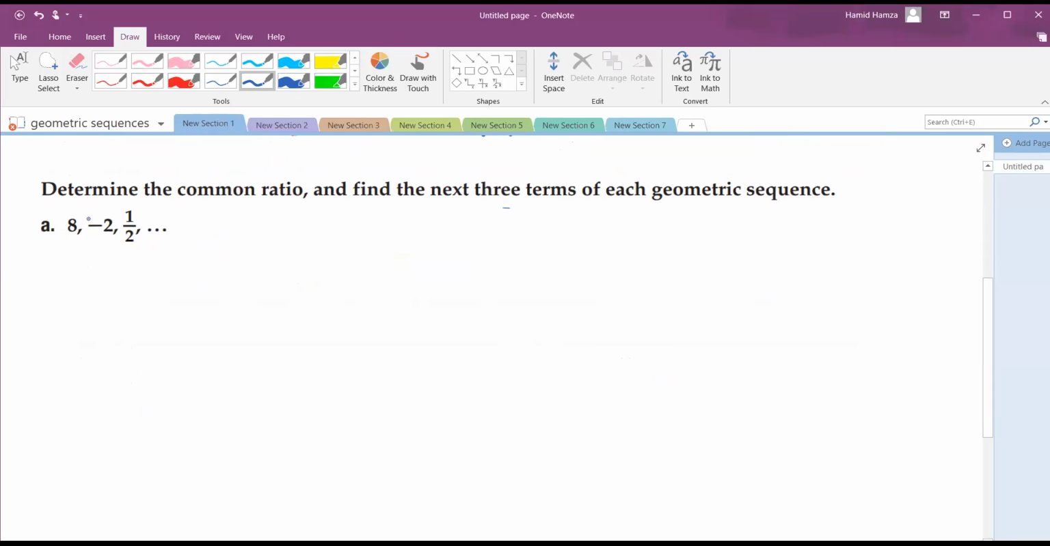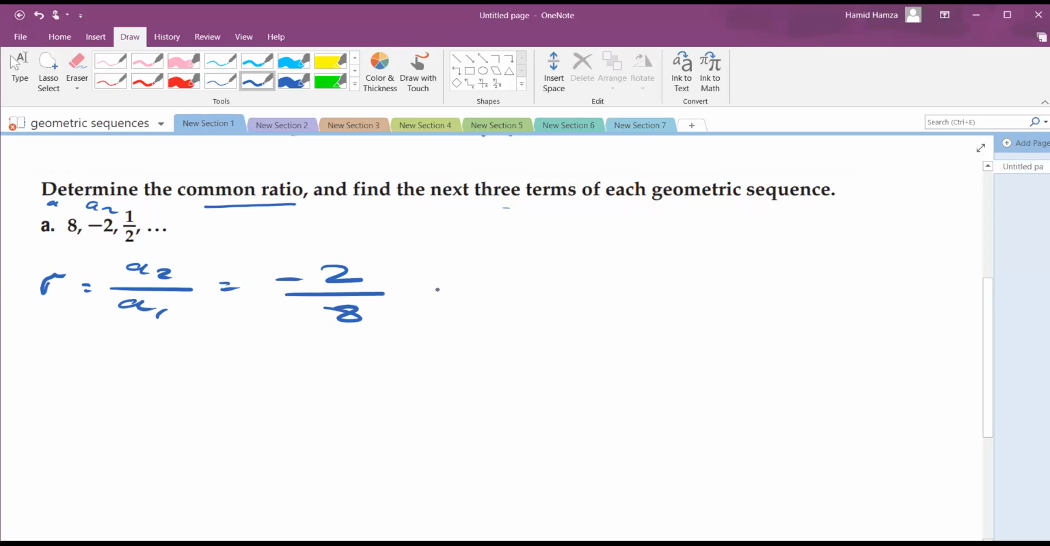In this example, we wanted to find the common ratio and the next three terms of the geometric sequence. The common ratio is very easy, as I mentioned. We can divide A2 over A1. In arithmetic sequence, we obtain the common difference by subtracting, because of this we name it common difference. But in this one, we obtain the common ratio by dividing.